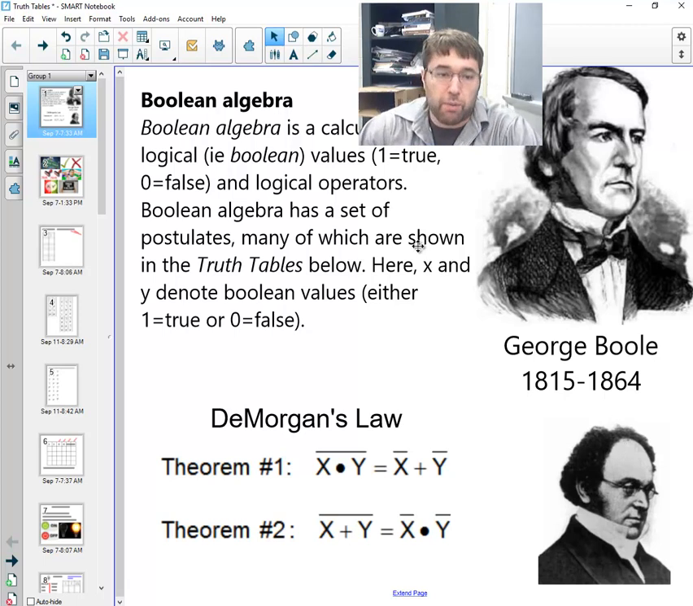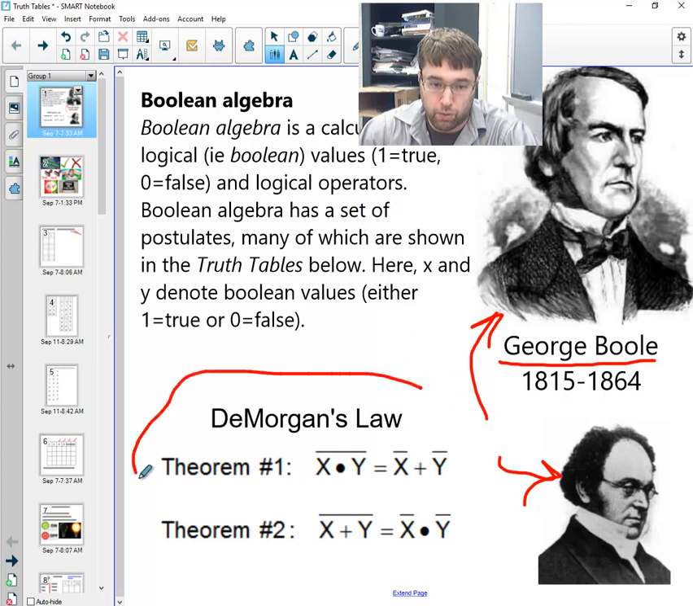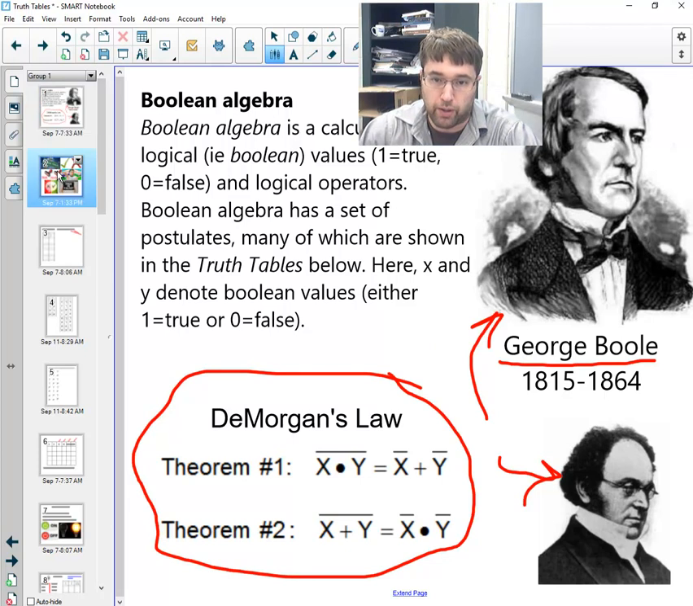Hello class, today what we're going to be doing is truth tables. First off, the reason why we're doing truth tables is because this old guy called George Boole, they make him look like this, he actually looks like this. He basically made true-false operators to be 1 and 0, which led to De Morgan's law, which is another old guy, but we'll talk about him later.